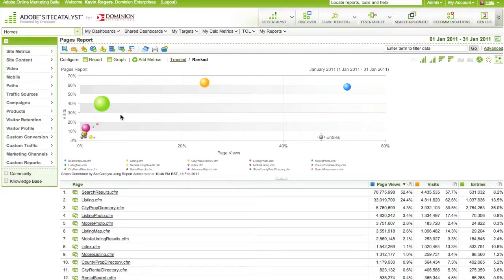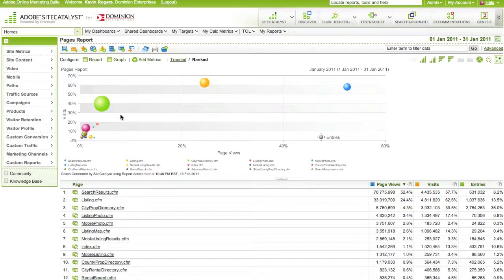Adding in the third metric to this report, the metric I added was entries, that is now displayed by the size of the bubble using a bubble graph chart. Here you can see that one page that kind of stood out on its own, you can see it has the largest bubble out of every item here, representing that this page has the highest amount of entries of all the pages of my site.